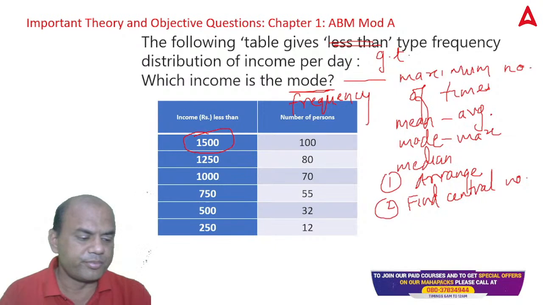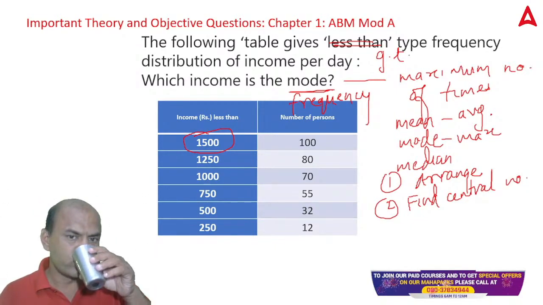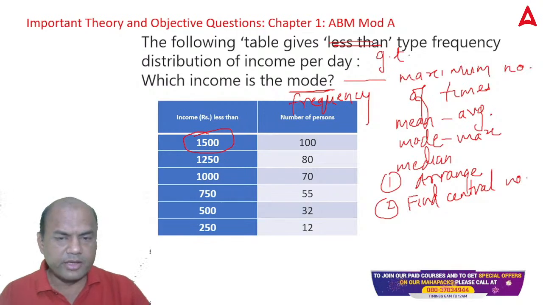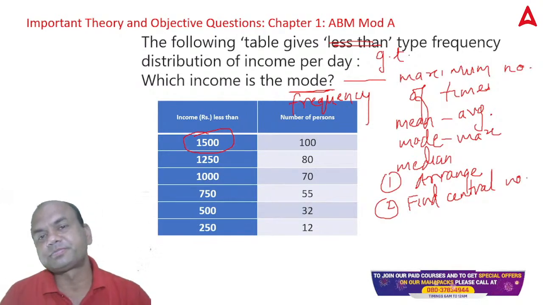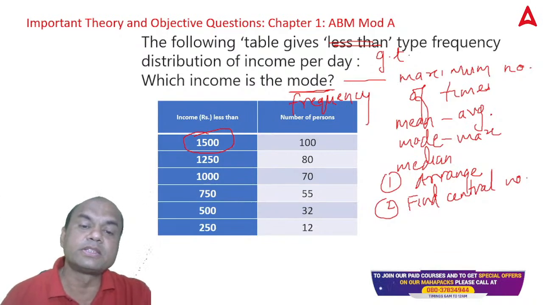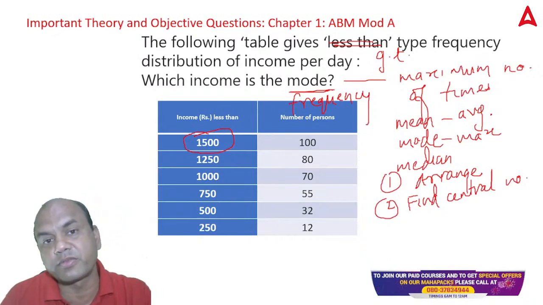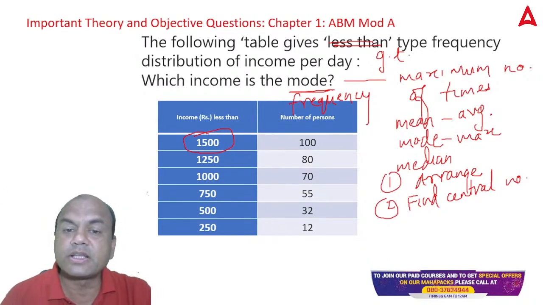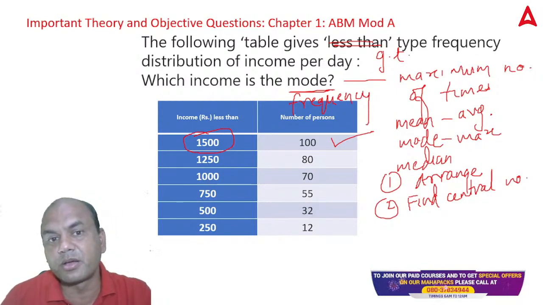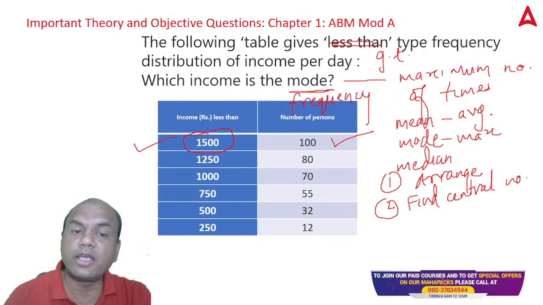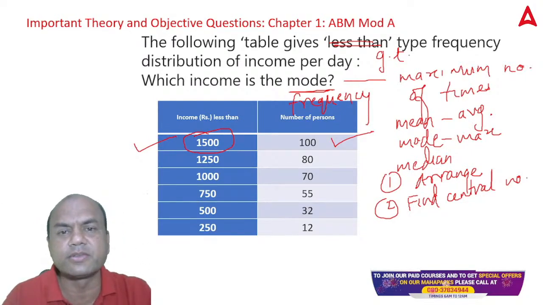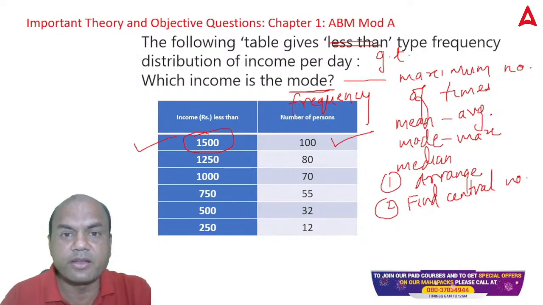Now tell me, what is the mode? Which one is coming the maximum number of times? This is the frequency. Which one has the maximum frequency is the mode. So which is having maximum frequency? 100. So which income class is the modal class? This is 1500. So this is your answer. In exam, tick on that wherever 1500 is given. Clear, simple? Got it? Shall we move ahead?